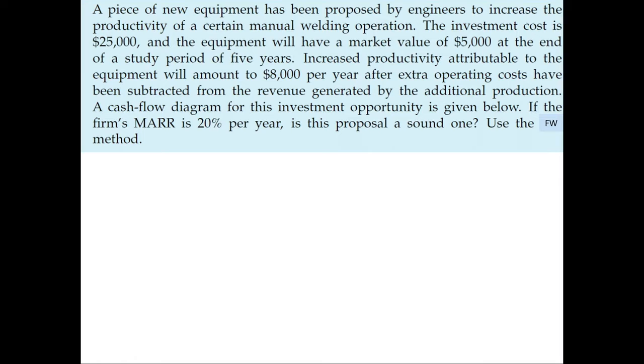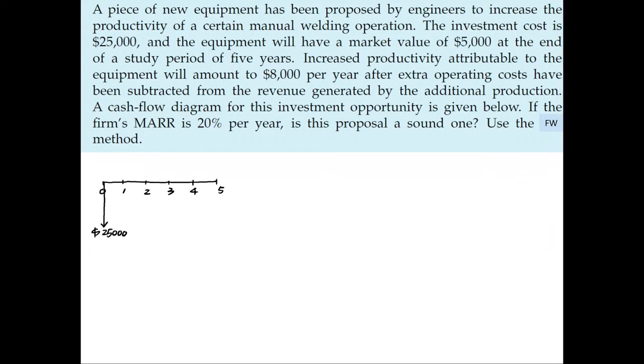Now let's draw this diagram. It's going to be exactly the same as the one we drew for the present worth method. So timeline 0, 1, 2, 3, 4, 5. At the beginning, you're going to invest 25,000, so it's outgoing and it's long.